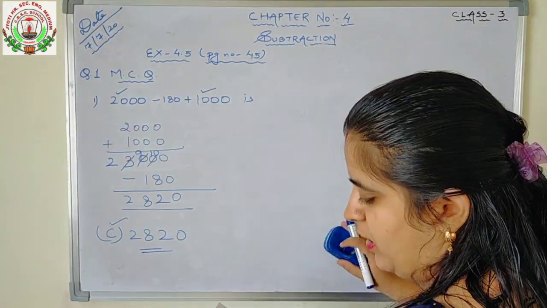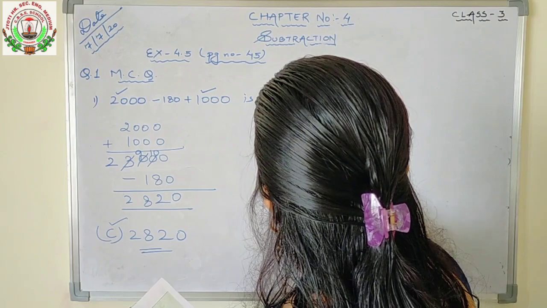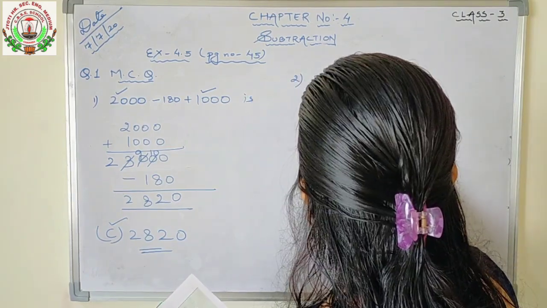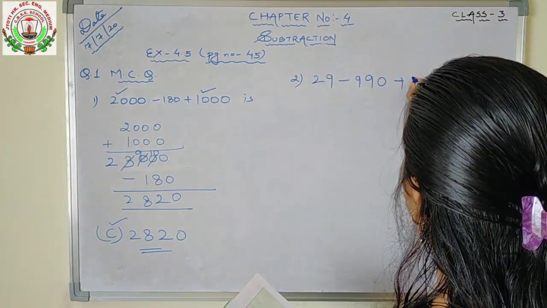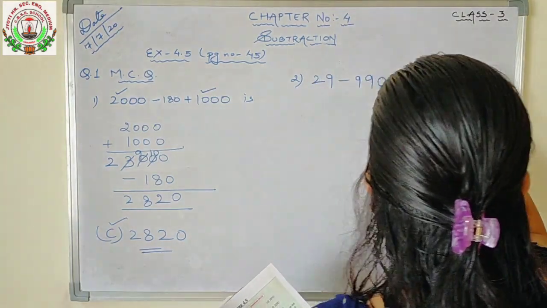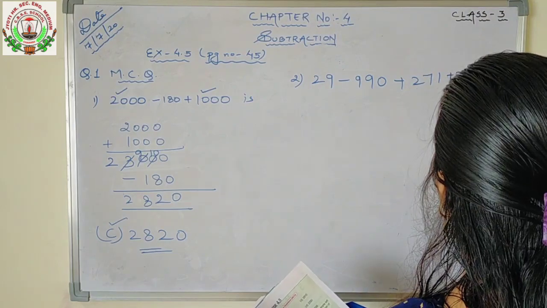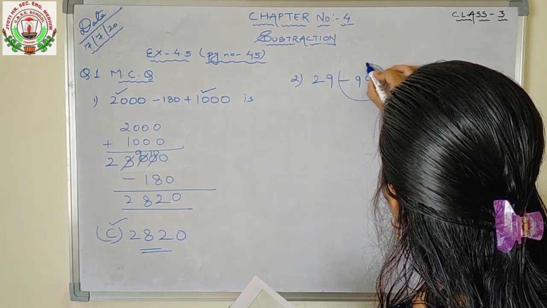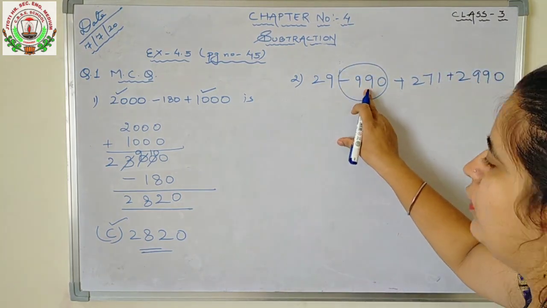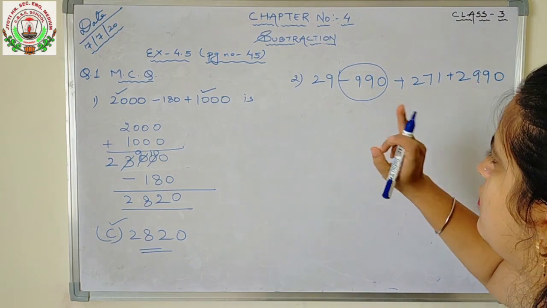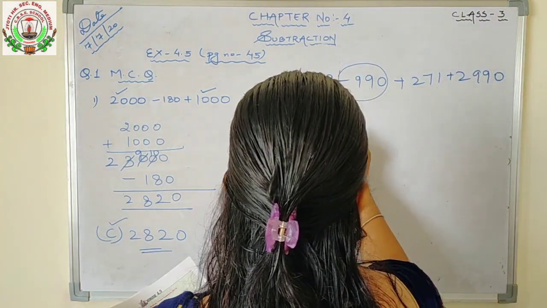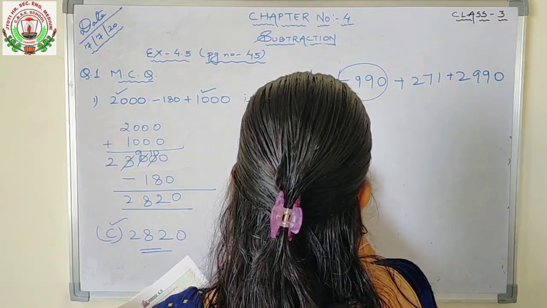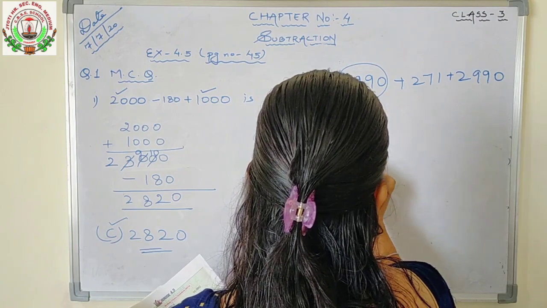First one is clear. Now question number 2 is 29 minus 990 plus 271 plus 2990. In this question only one is subtraction. You have to subtract only one number. The rest of the numbers are addition, so you will add these numbers first: 29 plus 271 plus 2990.